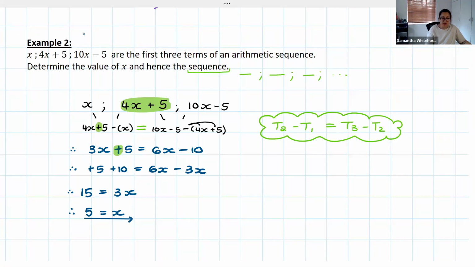I then had to find the sequence. Now, because we know the sequence is x, 4x plus 5, 10x minus 5, we just substitute our value for x in. So we've got 5. 4 times 5 is 20, plus 5 is 25. 10 times 5 is 50, minus 5, 45. So now we've got the first 3 numerical values of my sequence.